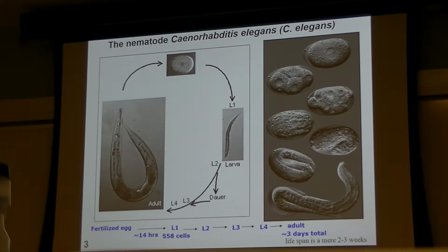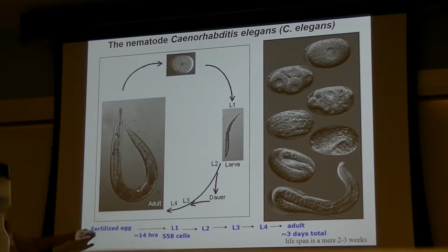The lifespan is short, only 2 to 3 weeks. They're really easy and cheap to grow in the lab. Basically, all you need are some little agarose petri dishes with some bacteria on them. You can freeze them down and thaw them out, so it's easy to keep these. Compared to mice that cost hundreds of dollars a day to maintain the colony, a couple hundred dollars for the whole year could provide for your animals for the lab.